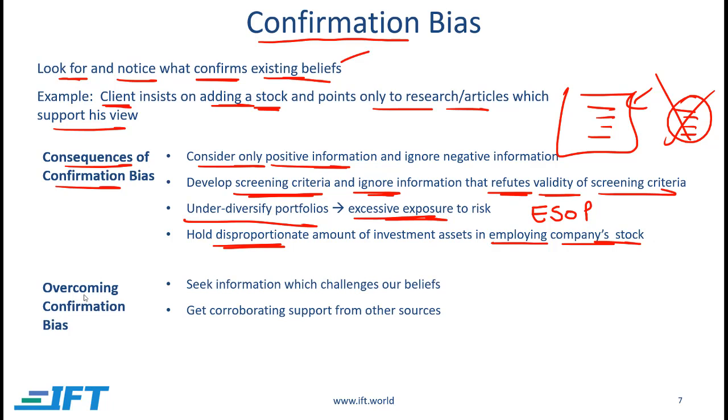So how does one overcome the confirmation bias? One technique is to seek information which challenges our beliefs. So we should recognize that this bias exists. So we should consciously go out and look for views that challenge our beliefs, and then evaluate how good or how rational these other beliefs are. We should also get corroborating support from other sources. So let's say we are a financial analyst and we believe that a particular stock A is good, and we've done our research. And let's say we are evaluating in a certain way.